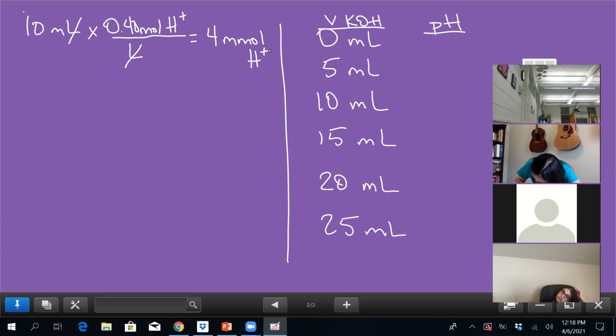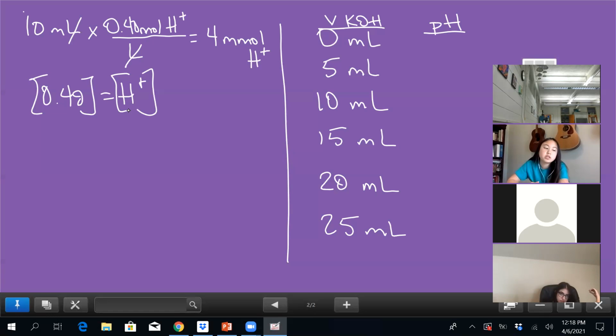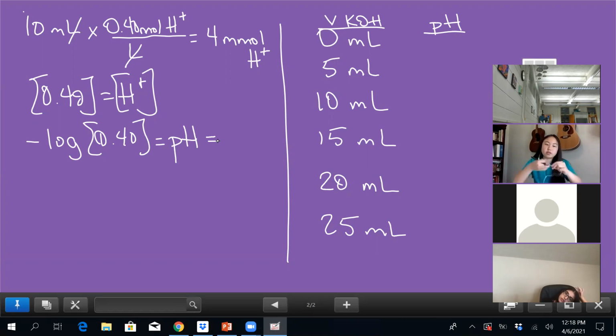Well, all I have is H positive right now, correct? So I can take 0.4 as my concentration of H positive, right? And if I know my H positive concentration, all I do is take the opposite log of it. And that gives me my what? pH. How many decimal places should my pH have? 2, because I have 2 sig figs. Remember, these are the weird rules.